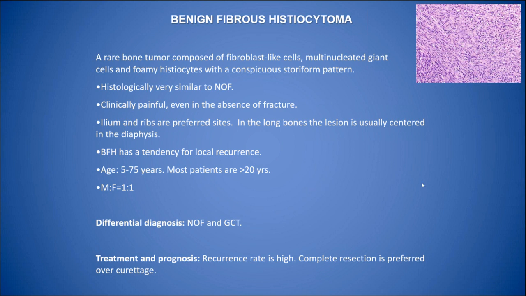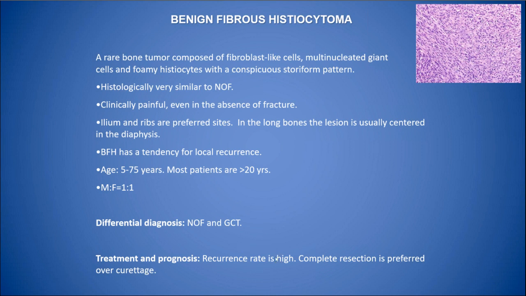Gender distribution is similar, and for the main differential diagnosis, I already mentioned NOF and how to distinguish between the two, and then giant cell tumor. Sometimes that can be a little challenging because giant cell tumor can have fibrohistiocytic looking areas. So G34W probably will be the way to solve this dilemma.